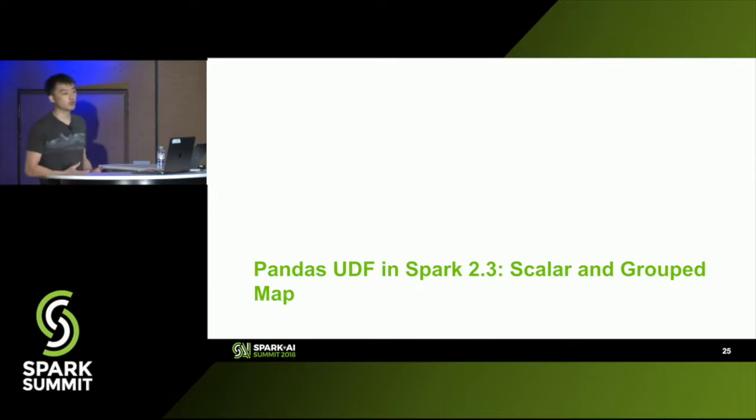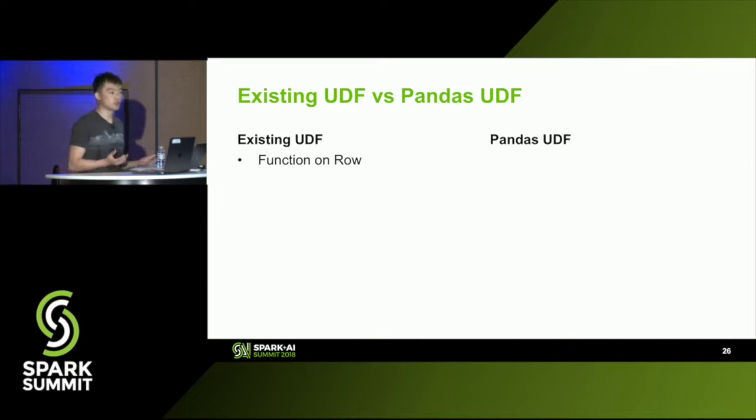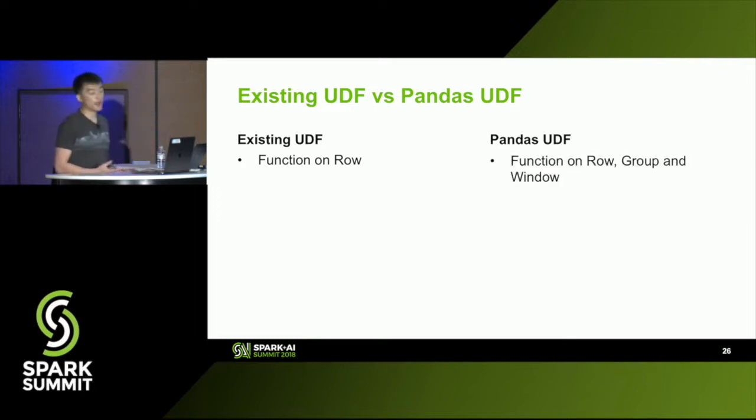With that, I'm going to talk about what is released in the Spark 2.3 release. There are two types of Pandas UDF. The first is called Scalar, and the second is called Group Map. On a very high level, we introduced a new function called Pandas UDF as a new alternative to the existing UDF function. I'm going to quickly go through and highlight the differences between these two. First, as I mentioned earlier, existing UDF is a function on row, and Pandas UDF can be a function on row, group, or window.